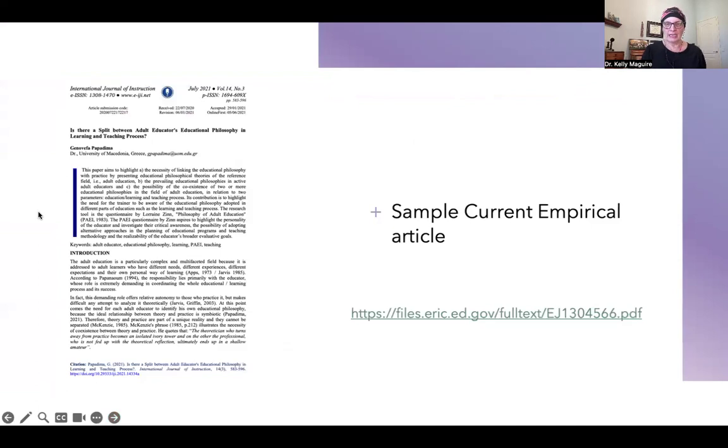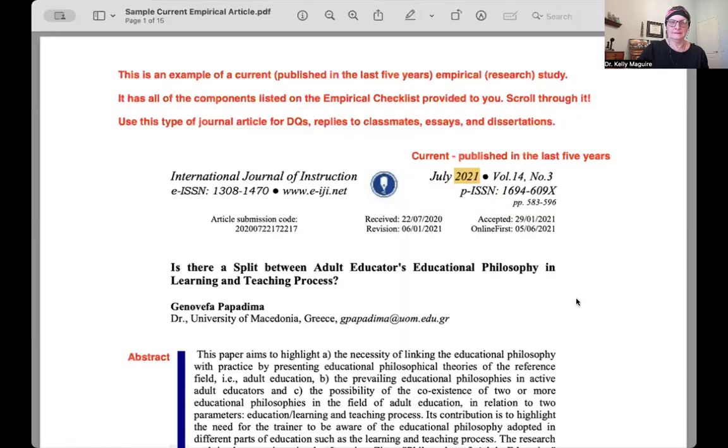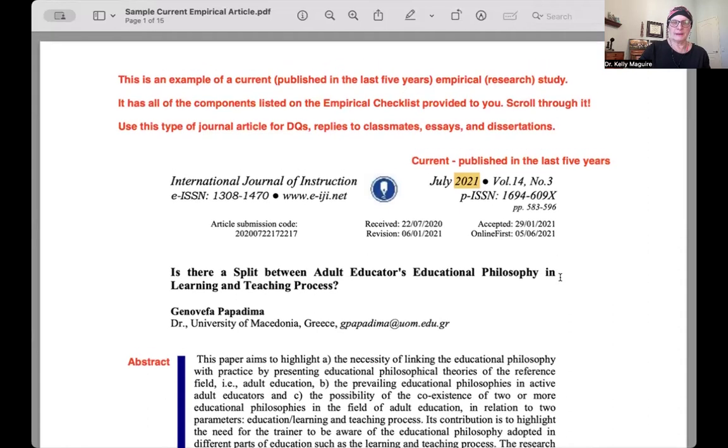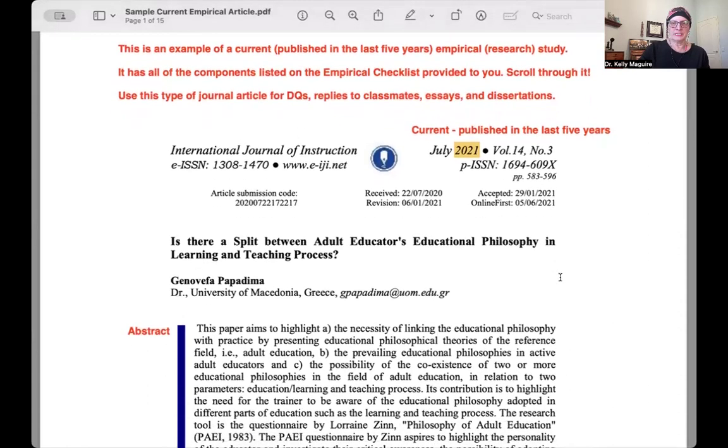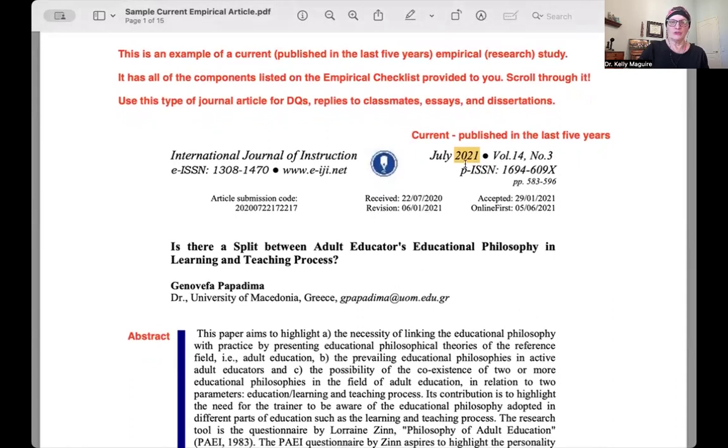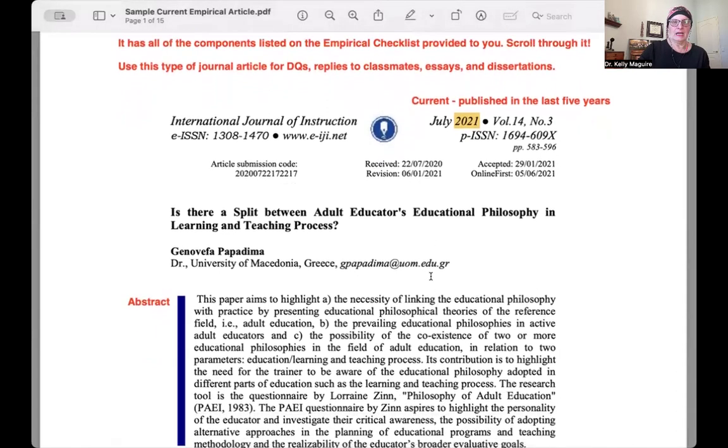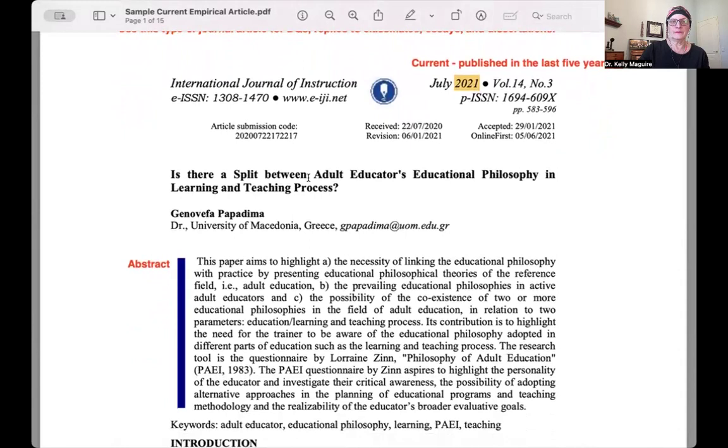So let's look at a quick sample current empirical article. This is one of my favorites to show you. Let me make sure that this screen is showing, and I will pull up the article. All right, so this is a sample. One of the things that you'll notice is that it's current. It was published in 2021. We've got the title of the article.